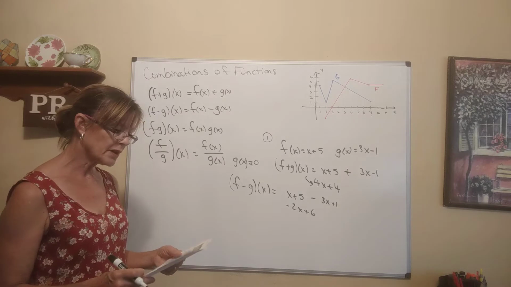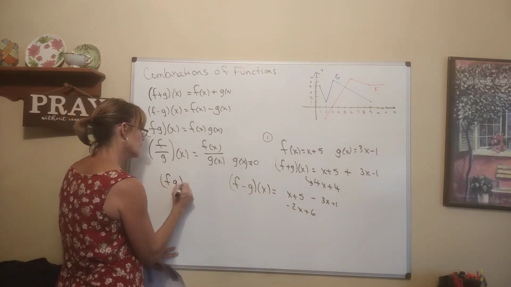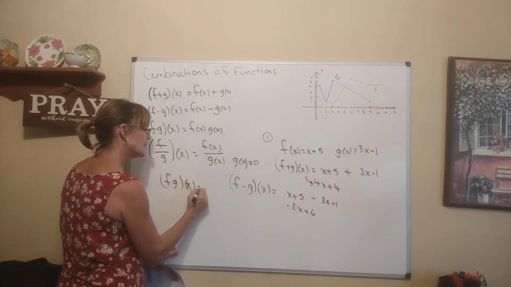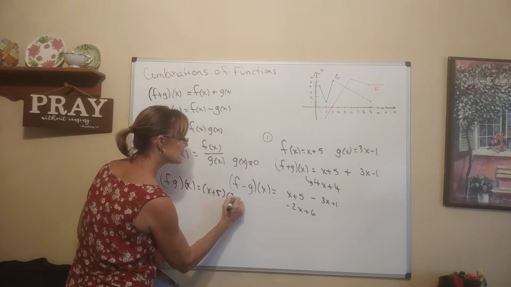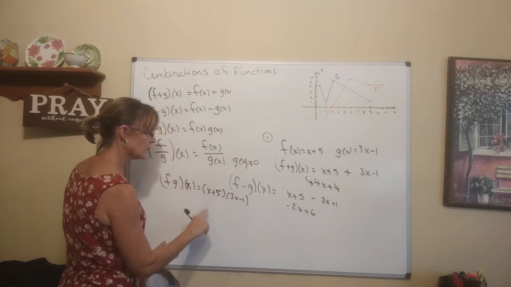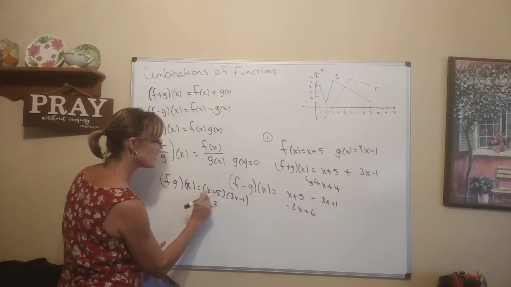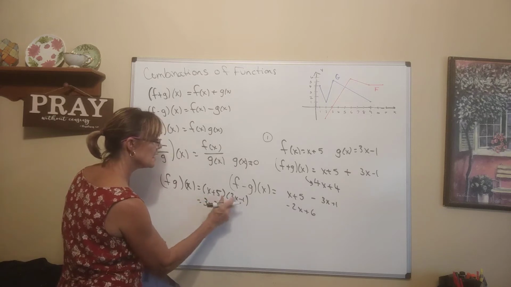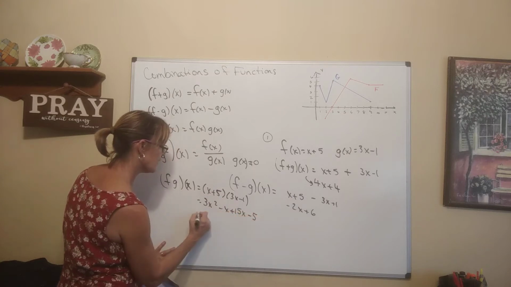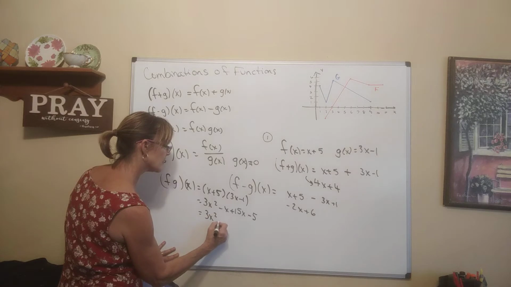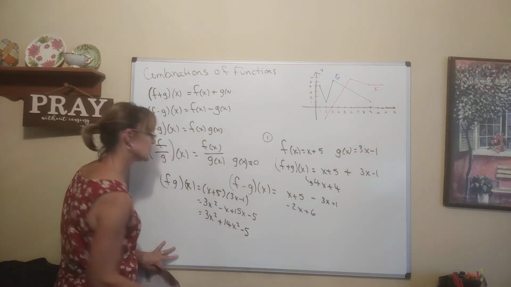That's simple enough. F times g of x would simply be the multiplication of these two, so it's going to be x plus 5 times 3x minus 1. Hopefully this is what you've done a whole lot of. X times 3x is 3x squared. X times -1 is -x. 5 times 3x is 15x. 5 times -1 is -5. If we collect like terms, we get 3x squared plus 14x minus 5.